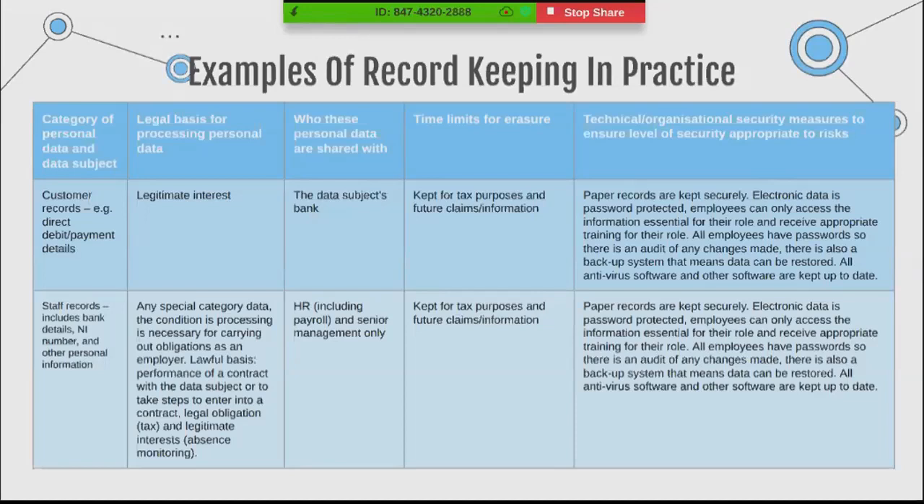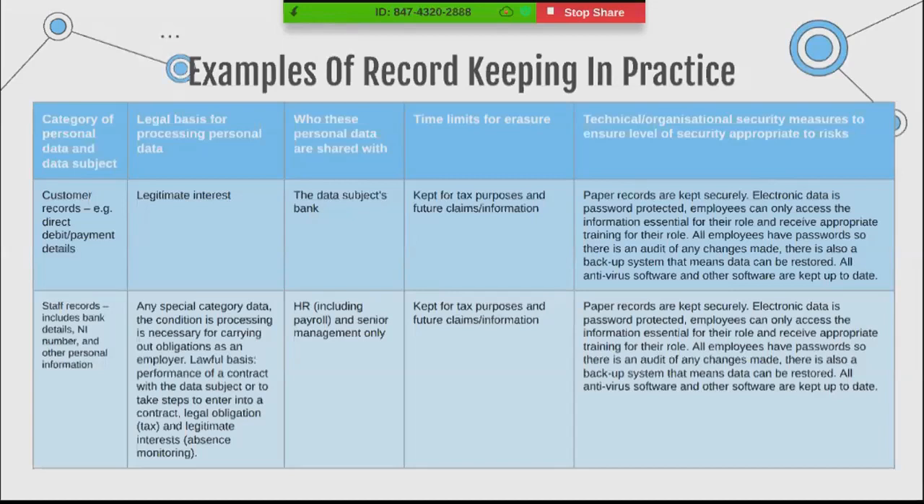And again, with electronic data, it must be password protected. Employees should only have information essential to their role, and they must receive appropriate training for their role. So there is certain financial information that not every member of staff needs access to, but it needs to be relevant to their role. And again, the same rules in terms of audit trails, backup systems, and antivirus are applied here as well.